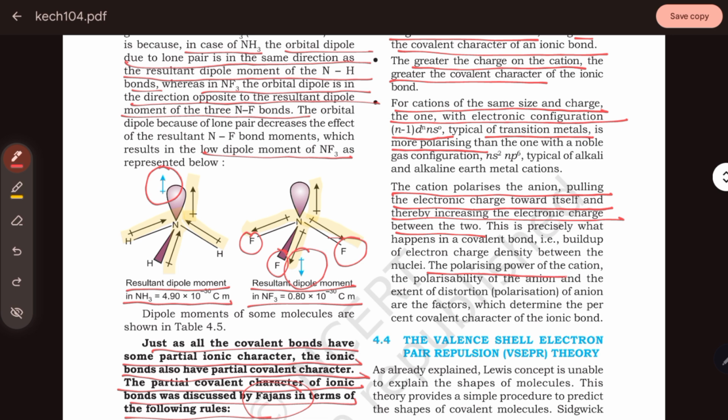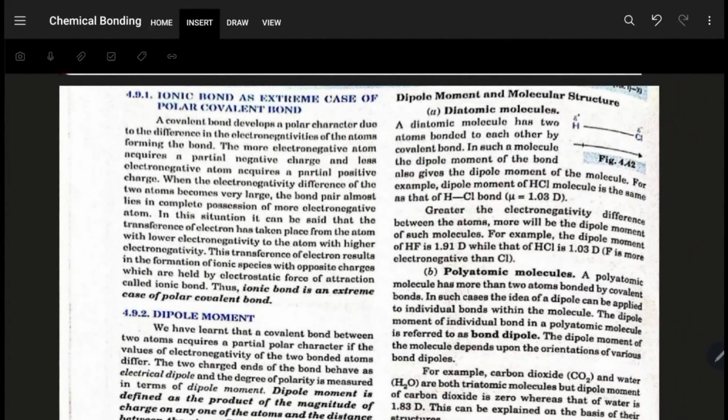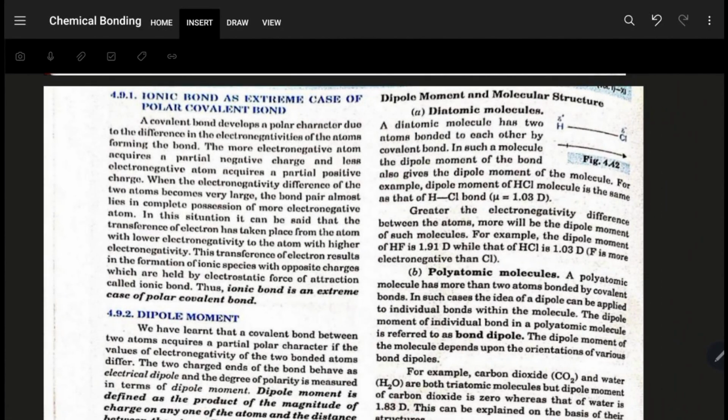The polarizing power of the cation, the polarizability of the anion, and the extent of distortion, that is the polarization of the anion, are the factors which determine percent of covalent character. This is another resource from which we can see some extra discussion. Common discussions we are not discussing, but you can go through the resource, of course.